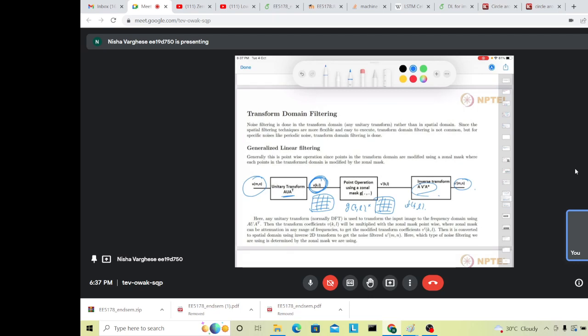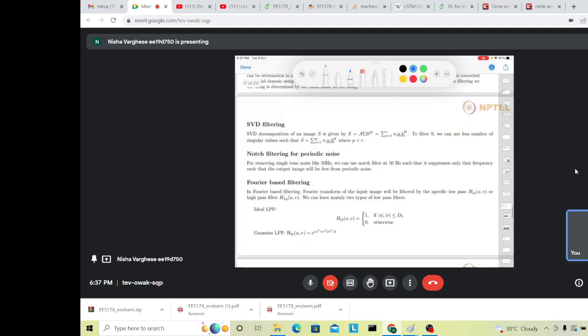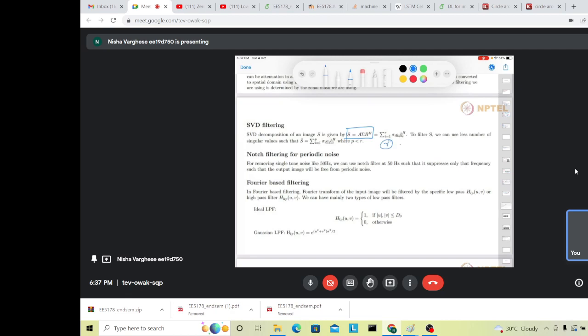Okay. Then we have SVD filtering, singular value decomposition. Here the original S can be written like this, and we have R singular values, but we can filter the image by using a smaller number of singular values. So we will use only P singular values like this. That will have less information than the original image.